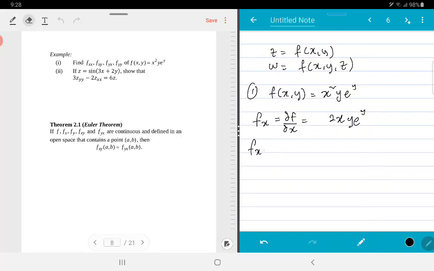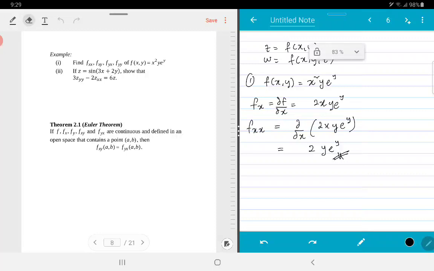Now what we want is fxx. Okay, that's the second order, this one, the first one. What you do is you differentiate the first order, which is that, with respect to x again. So you differentiate the first derivative with respect to x again, then you have the second order. Okay, differentiate 2x y e to the y with respect to x again. y e to the y is considered as constant. 2 is also a constant. Differentiate x, we get 1. So this is fxx.